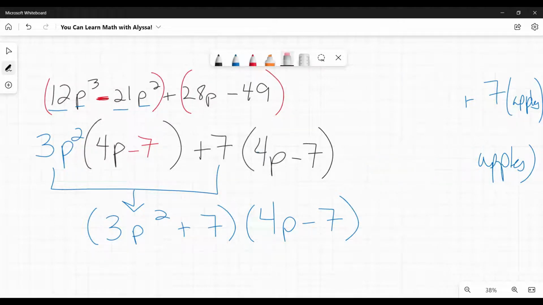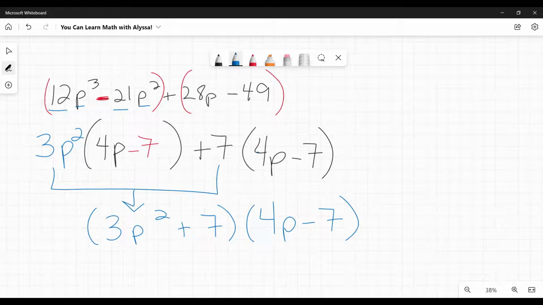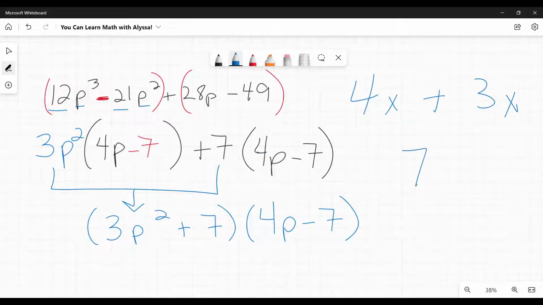I don't want to spend too much time on that because we have so many examples to get through, but that's our general idea. It's the same kind of thing as saying 4x's plus 3x's equals 7x's. You're saying 4 plus 3 times those x's. It's the same principle at work, but for these problems, all you really need to know is, yes, you can do that. But that's a little extra that helps you remember why you can do this. So our answer there is 3p squared plus 7 times 4p minus 7.